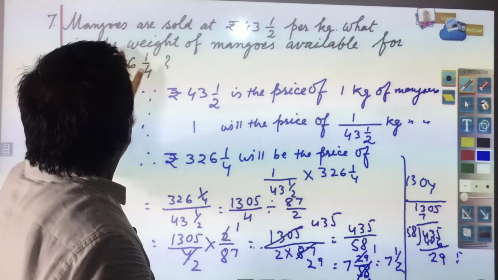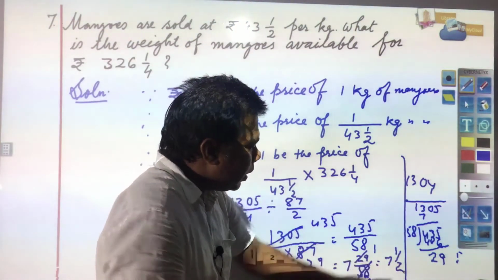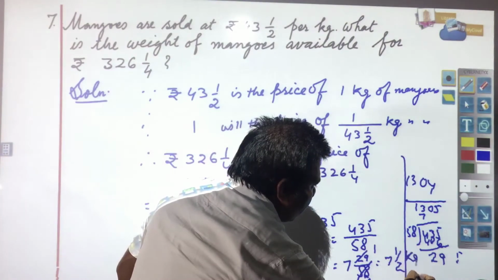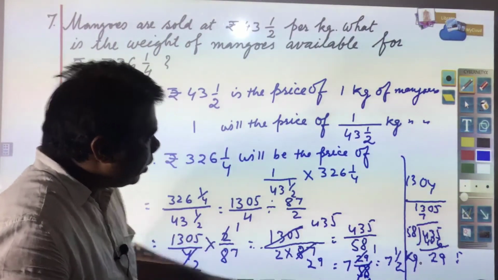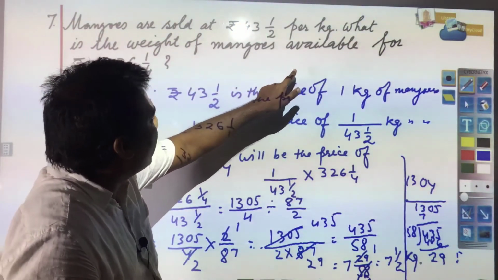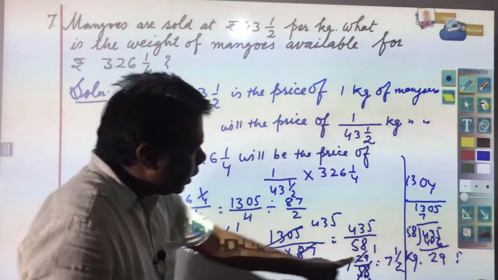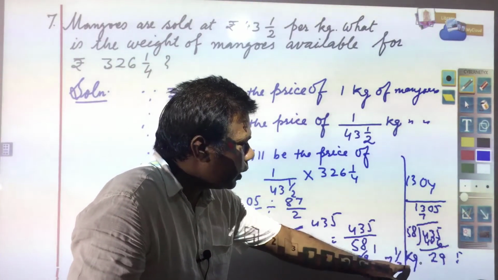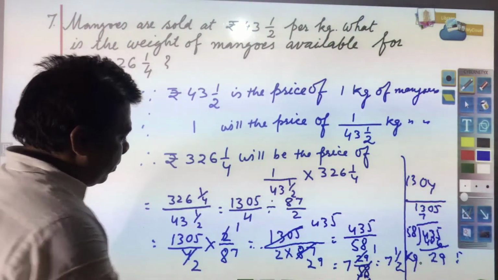So the weight of mangoes will be 7 whole 1 by 2 kg, and this will be your answer. So you can write the answer in a proper way. Hence, the weight of mangoes available for rupees 326 whole 1 by 4 will be 7 whole 1 by 2 kg. So in this way this is required to be solved.